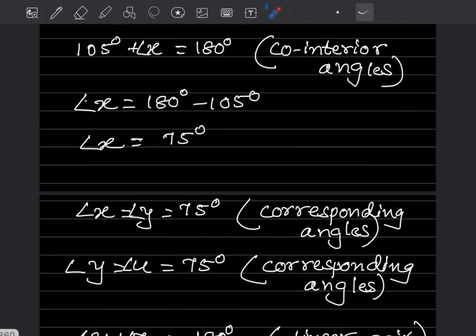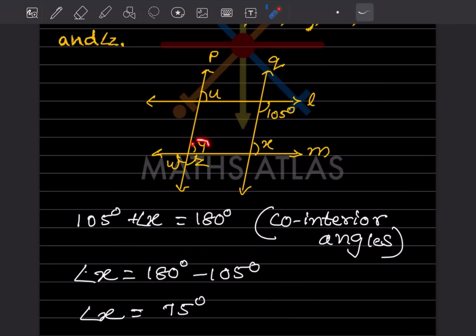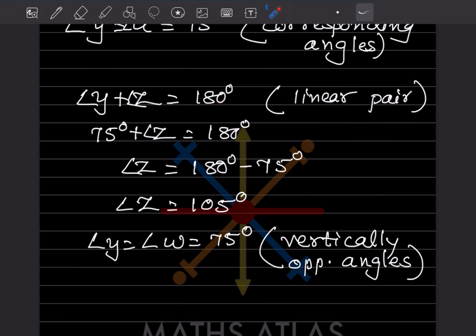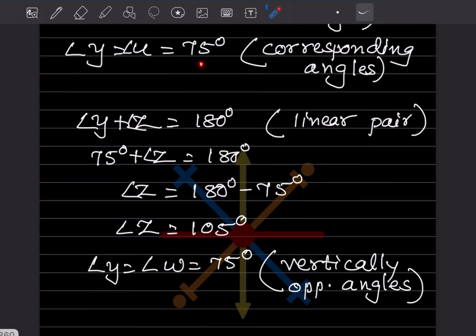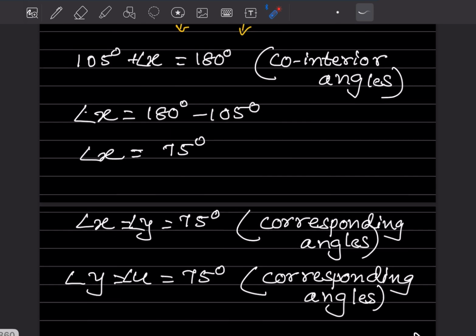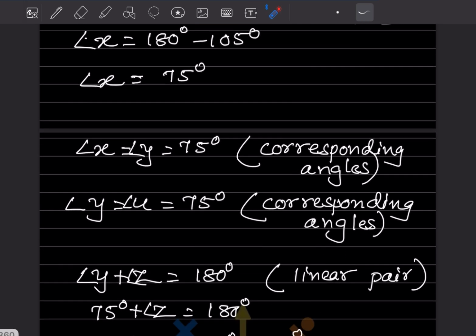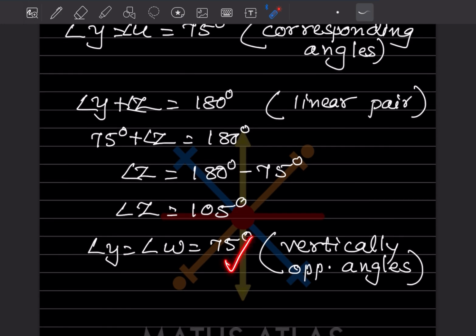Now angle y plus angle z together will be 180 degrees, because that is a linear pair. So 75 degrees plus angle z is 180 degrees, so angle z will be 180 minus 75, which is 105 degrees. And again, angle y is equal to angle w, that is going to be 75 degrees because they are vertically opposite angles.